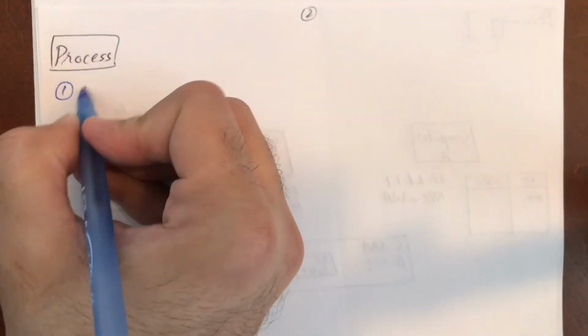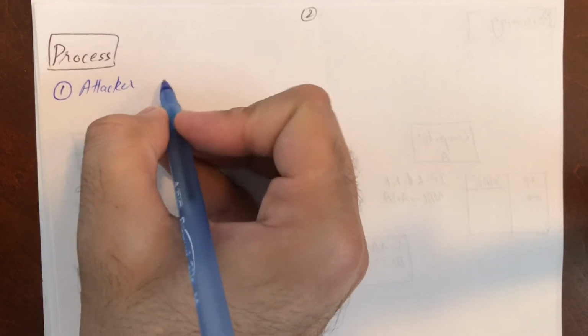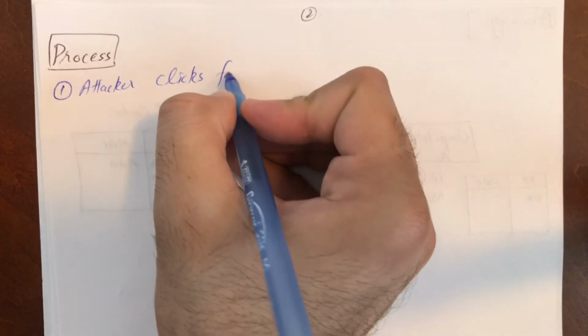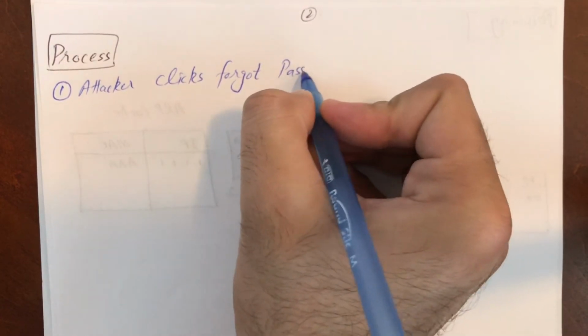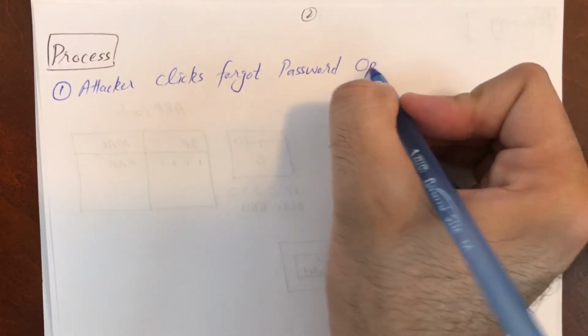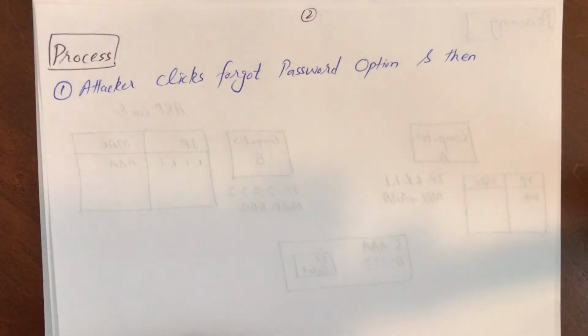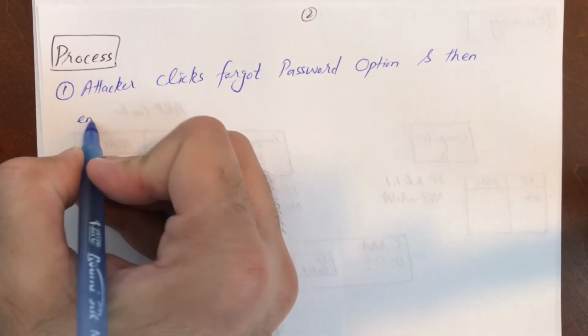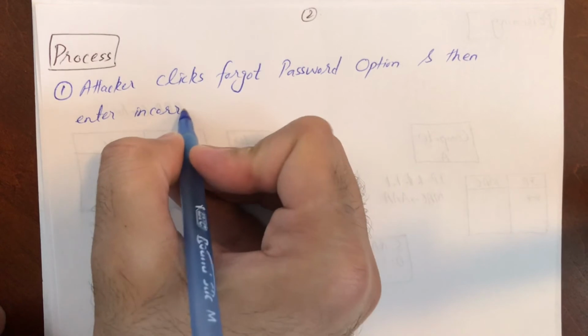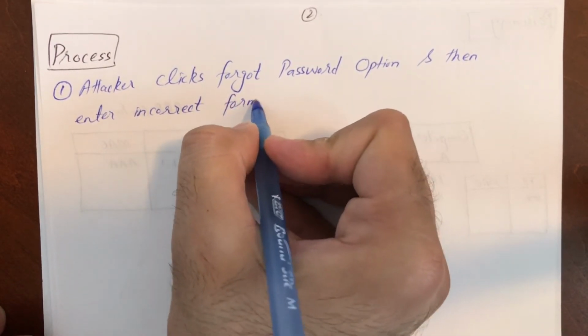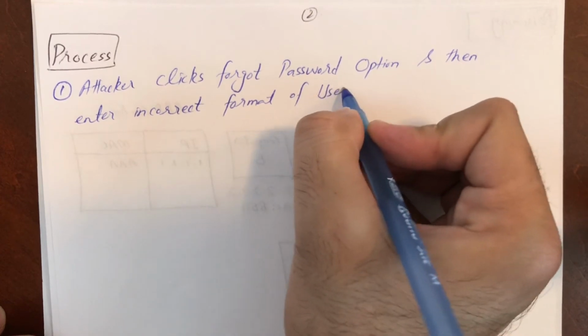Now let's discuss the process. What are the different steps involved in a SQL injection attack? The first thing is, the attacker needs to find whether the website is vulnerable to SQL injection or not. How do they verify? The attacker clicks the forgot password option, and then deliberately enters an incorrect format of username or email address.